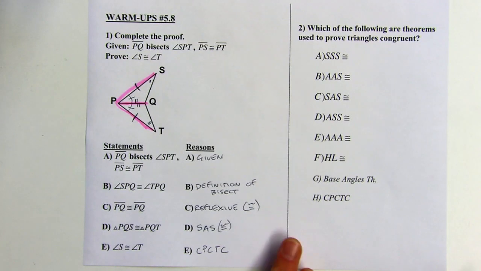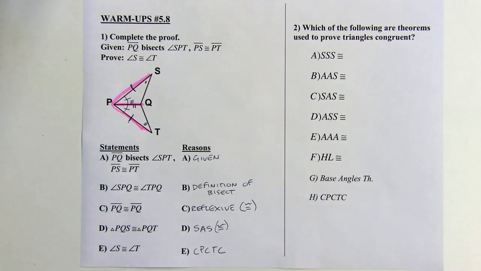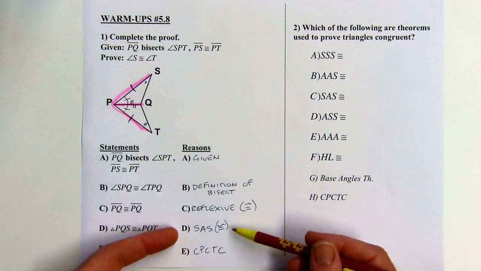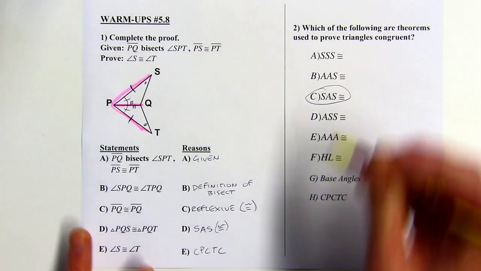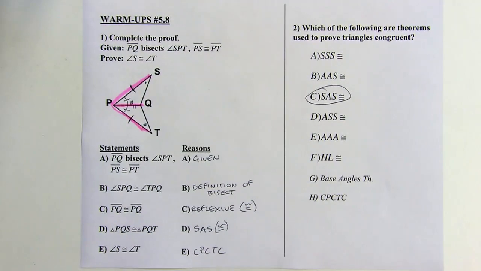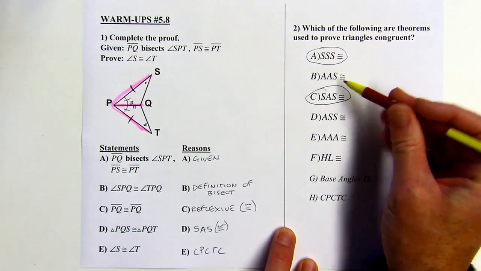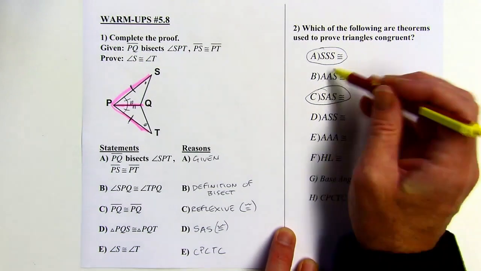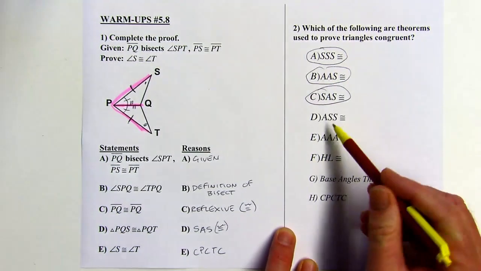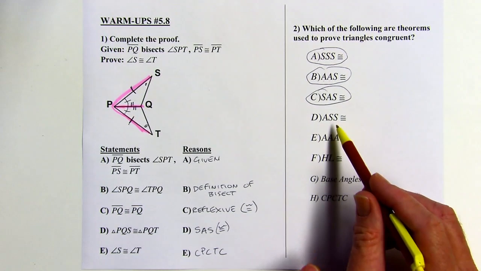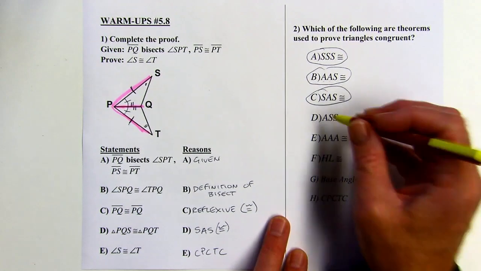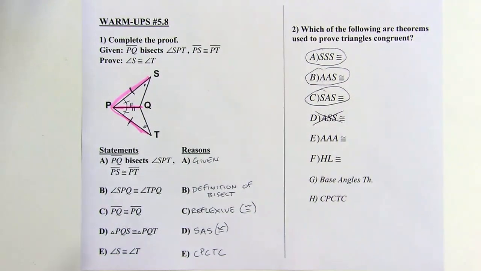Okay, and problem number 2, which of the following theorems are used to prove triangles congruent? Well, hey, we just used SAS. So I'm just going to circle the ones that work, and I'll cross out the ones that don't work. Side, side, side is another one that works. Angle, angle, side works. This would be two angles and a non-included side. Okay, this one spells a bad word. It doesn't work. You can remember it easily like that because they wouldn't put that in the textbooks, right?